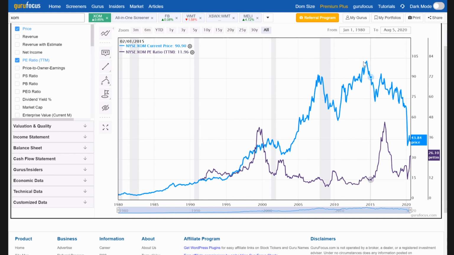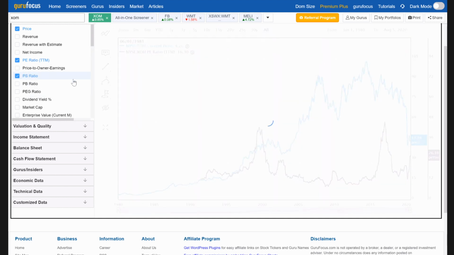The stock's actually the most expensive in the last 10 years. And then as oil price went down, the PE ratio went up. The reason is because ExxonMobil is earning less now. Oil price went down. So PE ratio does not work well for a company like ExxonMobil. And even PS ratio does not work well.